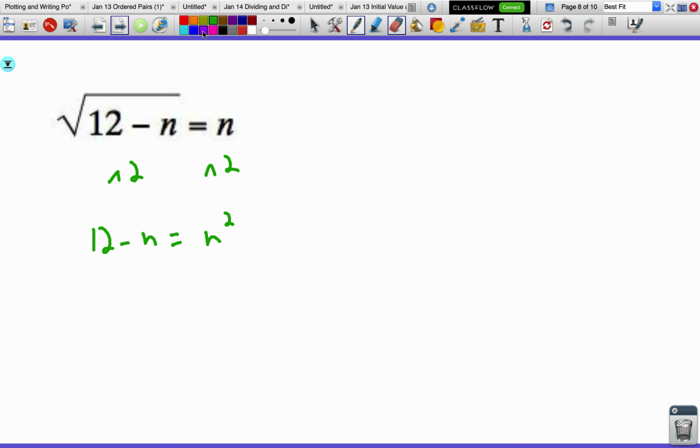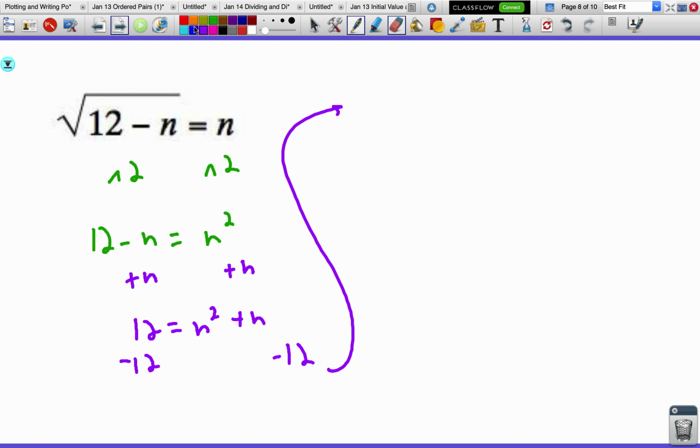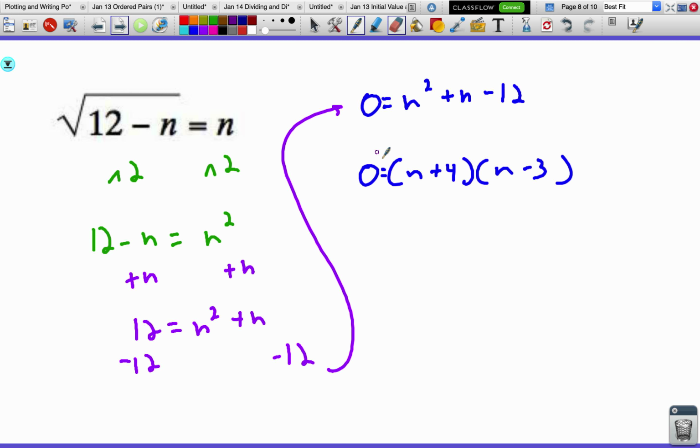There's my quadratic. How do I solve quadratics? Well, I do it by setting them equal to 0. So I'll add n to both sides. 12 equals n squared plus n. Subtract 12 from both sides. 0 equals n squared plus n minus 12. And then see if this factors. Are there two numbers that multiply to be -12 but add to be +1? There are, +4 and -3. And I get n equals -4 and n equals +3 by the factor theorem.